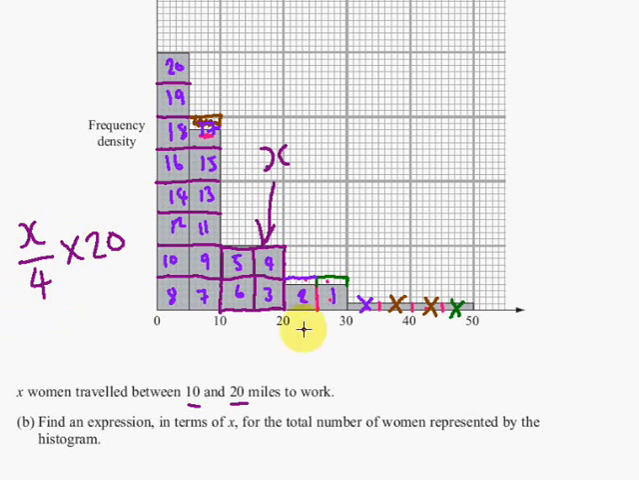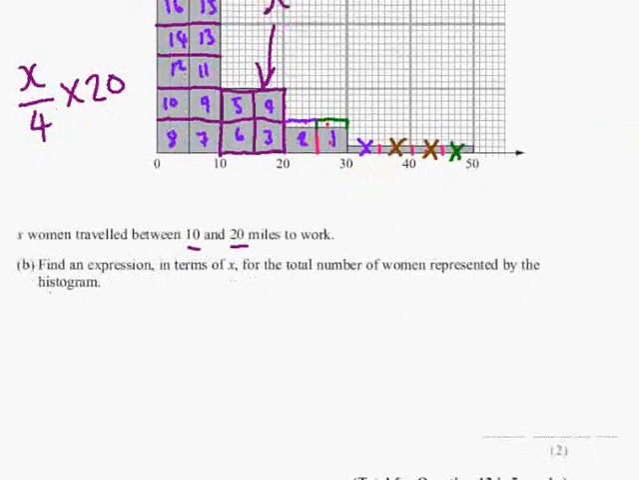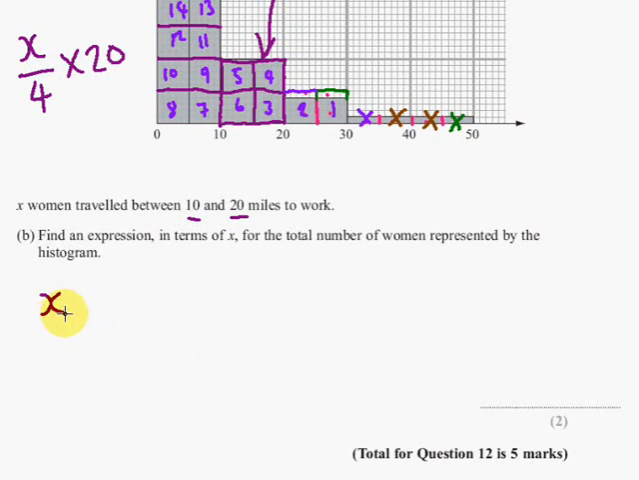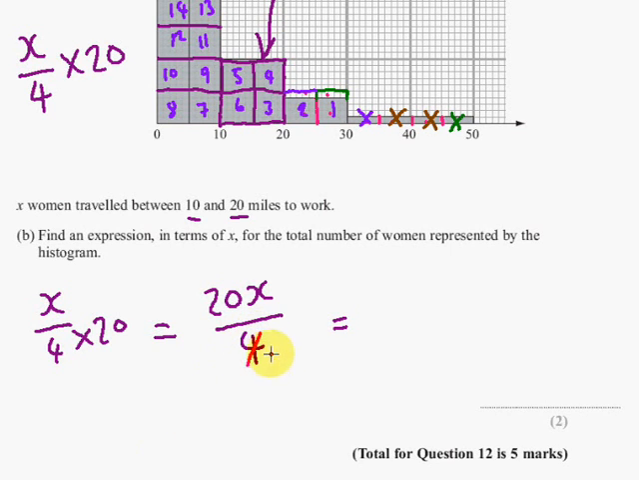So if I scroll down a little bit, we've got x over 4 times by 20, so that is 20x divided by 4, or if you want to cancel that down, divide by 4, divide by 4 is 5, so 5x is your final answer. Okay, and that is it. Now this is 2 marks. Let's have a look at how you get those 2 marks.